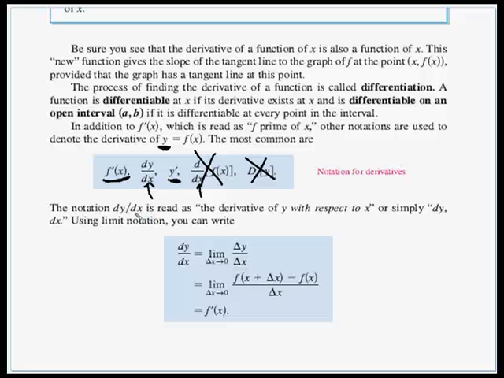Again, some reading below. The notation dy over dx is read as the derivative of y with respect to x, or simply dy dx. Using limit notation, we can write it this way: dy dx equals the limit as delta x approaches 0 of delta y over delta x. And this delta y over delta x, with our prime notation, is the limit as delta x approaches 0 of our difference quotient. And that's the same as f prime of x.